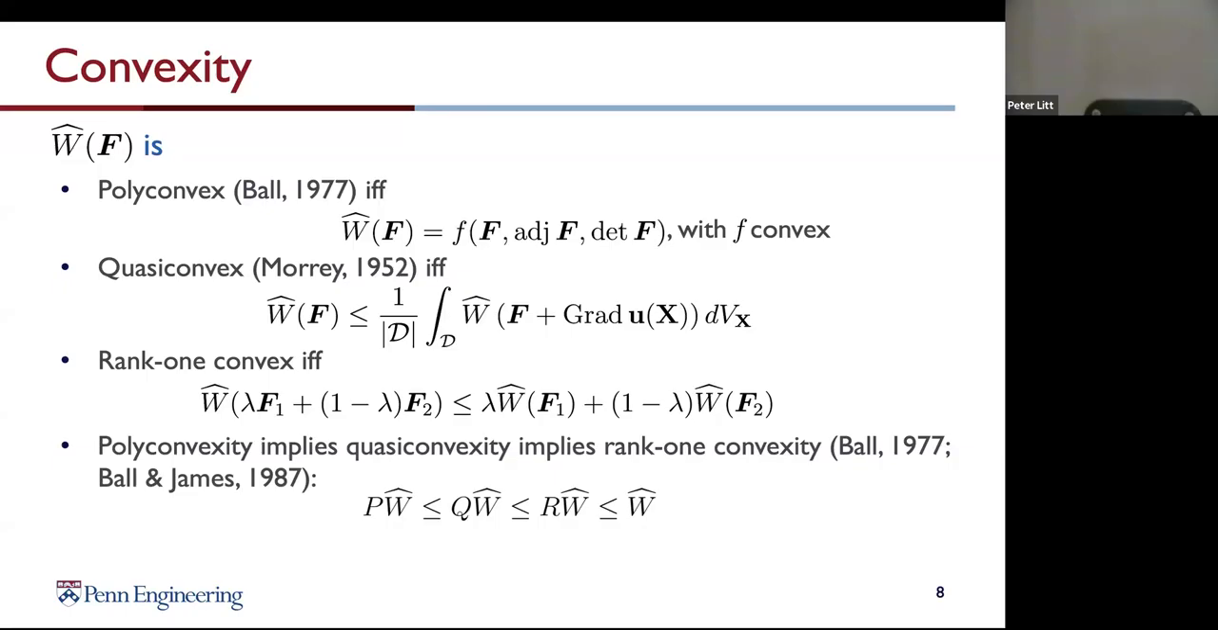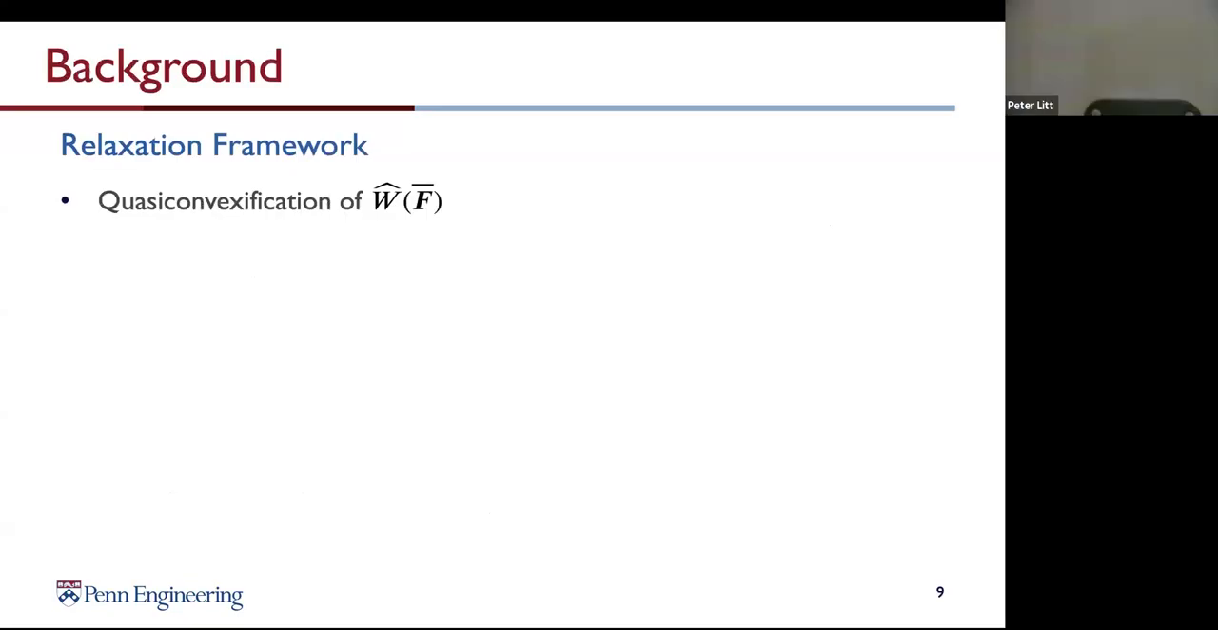So, of course, let's say this. If something is polyconvex, that implies it's quasi-convex. If something's quasi-convex, it implies it's rank 1 convex. And so that means if you compute the rank 1, quasi, and polyconvex envelopes of a function, you can order them in this way. And that's going to be useful, since what we're interested in is the quasi-convex envelope.